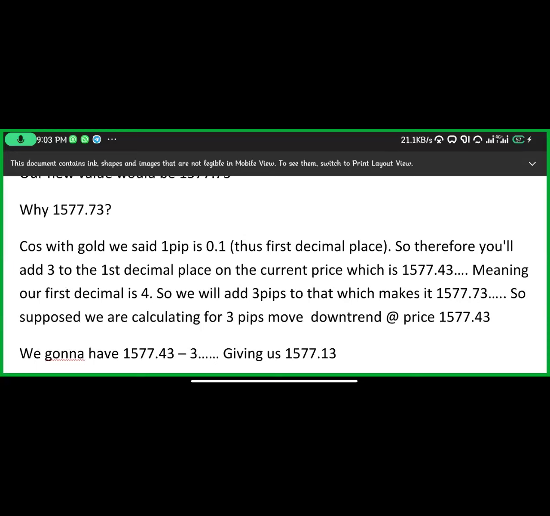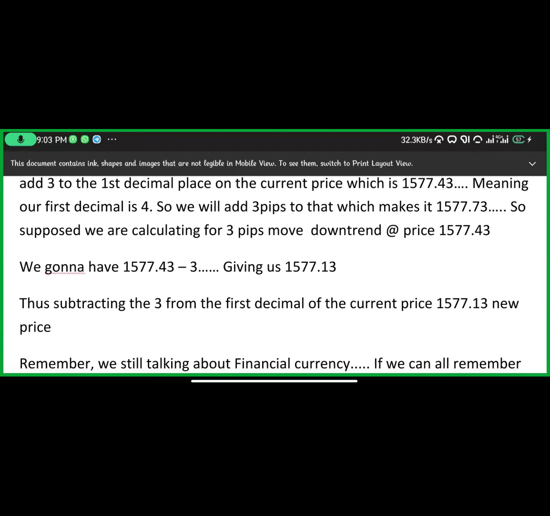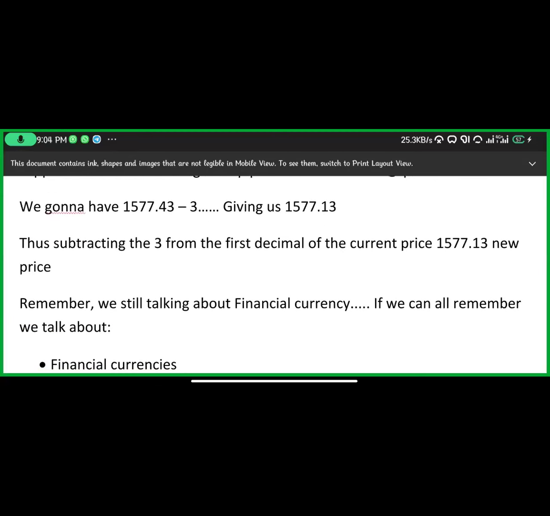So suppose you are calculating the pips in the downward movement from the current price. And the current price you are using is what? 1577.43. So we are going to have 1577.43 minus 3, which is going to give us what? 1577.13. Please always remember that gold pips start with 0.1. Thus, subtracting 3 from the first decimal of the currency pair is going to give us this new current price, which is what? 1577.13.